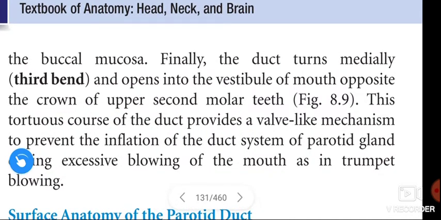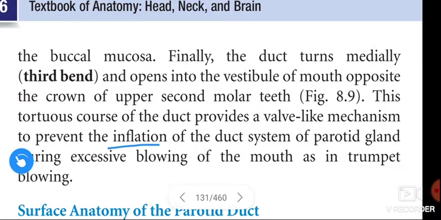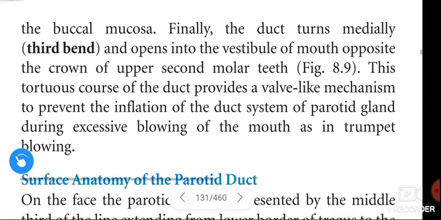This tortuous course of the duct provides a valve-like mechanism to prevent the inflammation of the duct system of the parotid gland during excessive blowing of the mouth, as in trumpet blowing. Okay, see the figure.